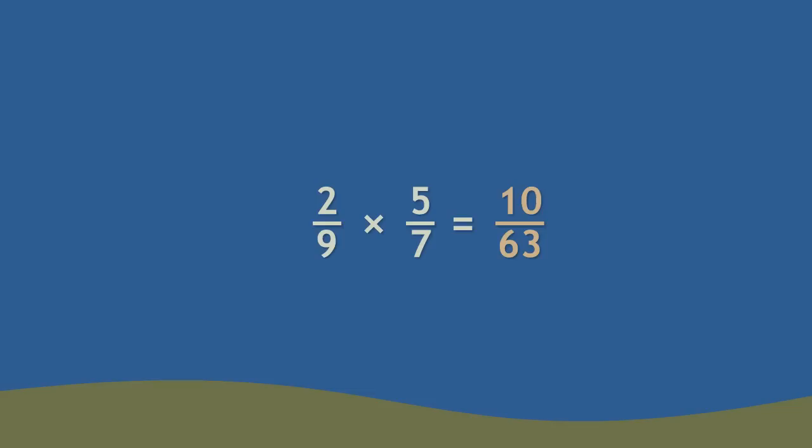Now the reason why I'm showing you this is because you will still come across problems in your homework and as we continue on in this chapter where you will not be able to do the cancellation process. You'll look at your numerators and your denominators and you'll determine that there's no common factor. And so you'll just need to do the straight multiplying across like we did in this problem. 2 times 5 is 10, 9 times 7 is 63, and then you'd have to determine if it's in simplest form. And in this case, it is.